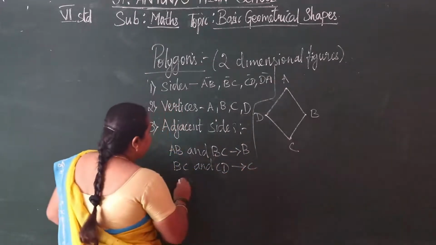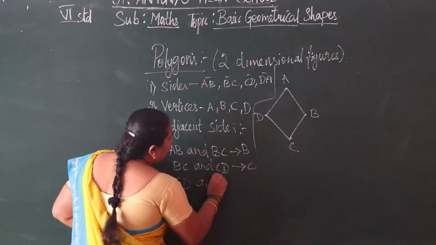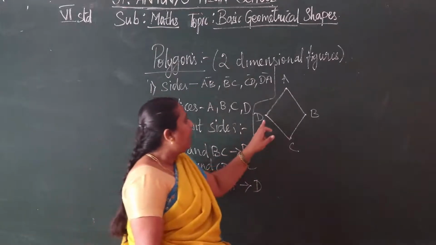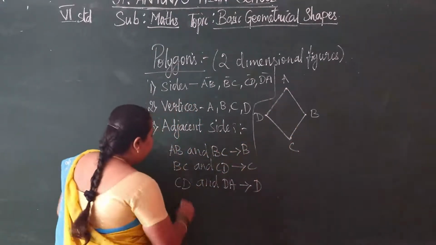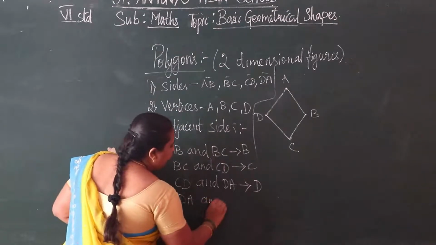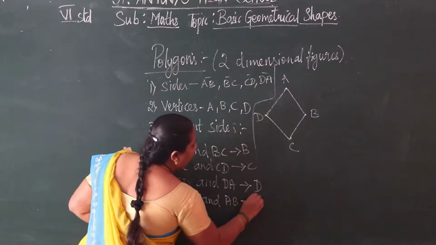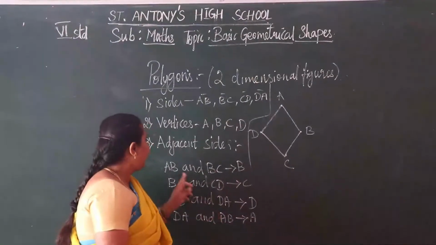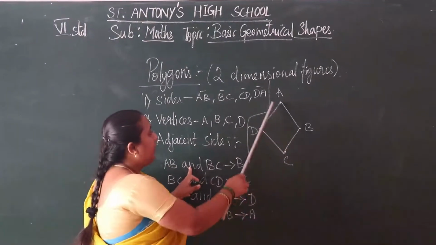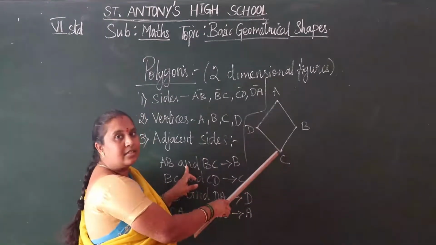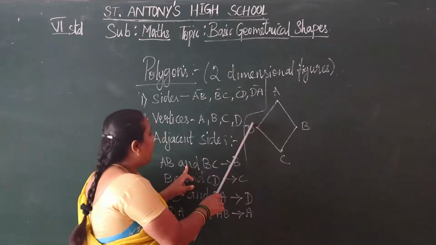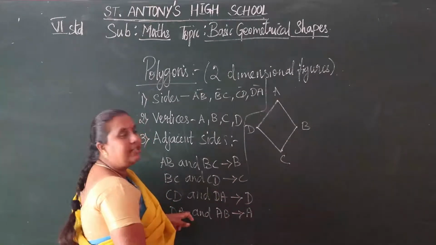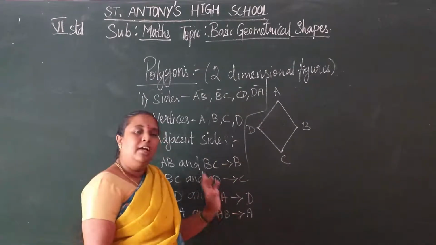Okay, and then CD and DA have a common vertex D. And DA and AB have a common point A. So therefore AB and BC are adjacent sides, BC and CD are adjacent sides, and DA and AB are adjacent sides. Both have the common vertex.